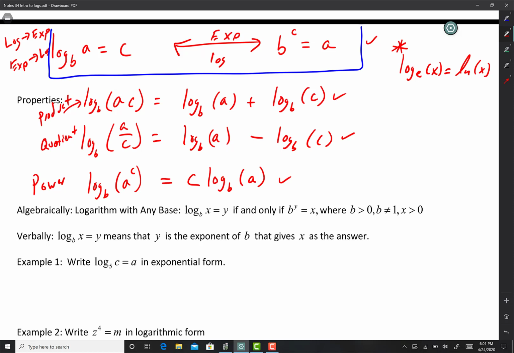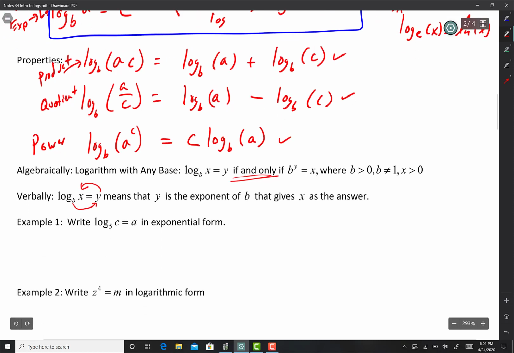No big deal. Algebraically, for logarithms of any base, log base B of X equals Y if and only if B to the power Y equals X. There's your if and only if statement, where B is a positive number and B cannot equal 1, because like we said earlier, 1 to any power is still 1. And X is always greater than 0. Verbally, log base B of X equals Y means that Y is the exponent of B that gives X as the answer. B to the power of Y equals X.